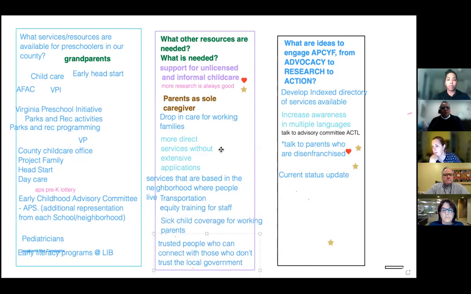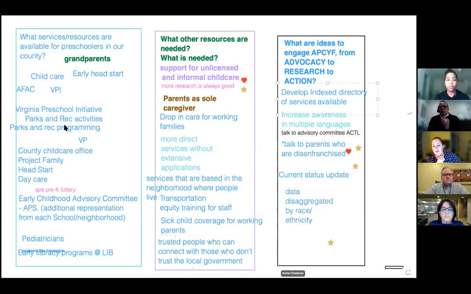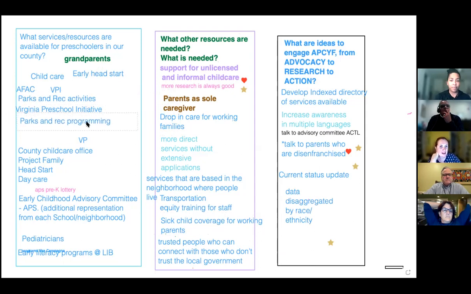Well, I think there's a lot of repeats too, right? We can build on a lot of this. Absolutely, it's helpful. Like the Parks and Rec activities and rec programming, I'm dying to add to that one. Not just a heart. What do you want to add? What do you want to say?